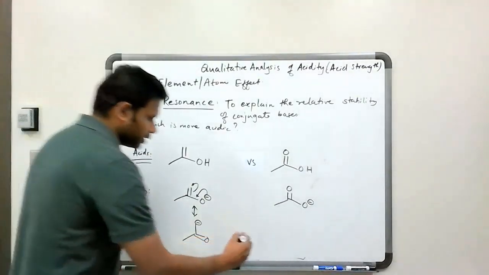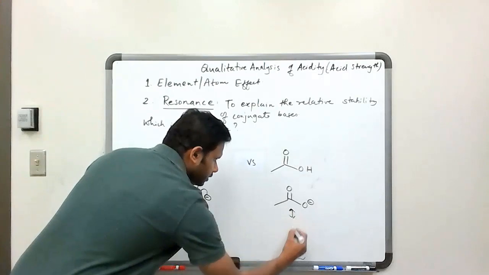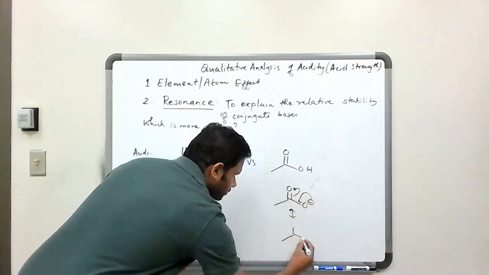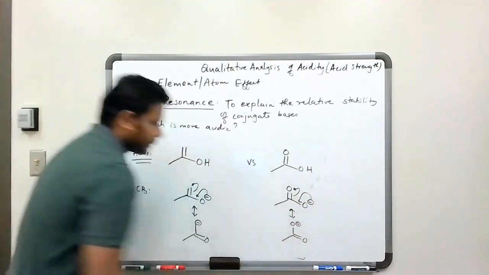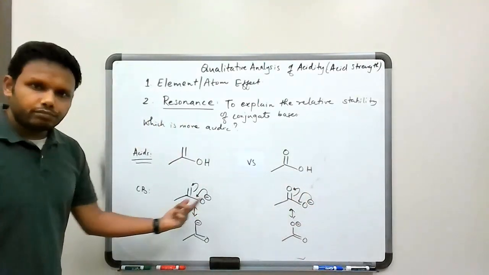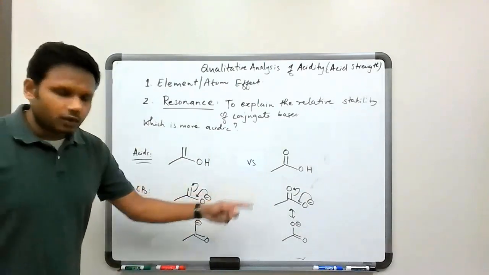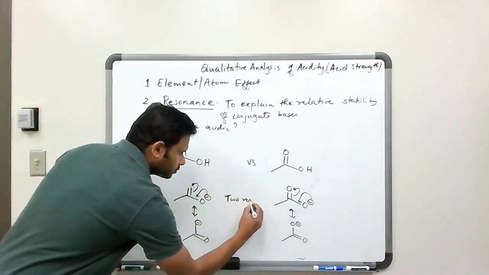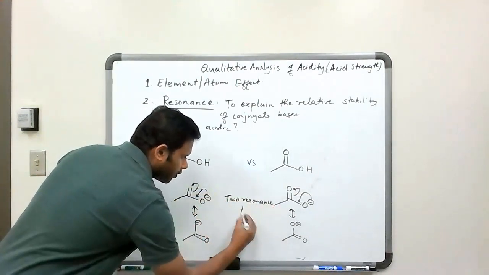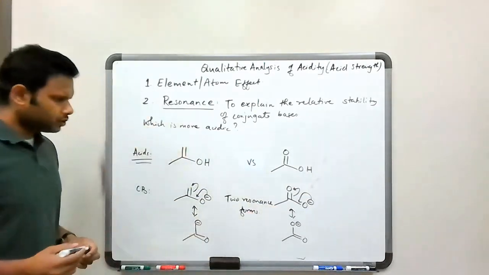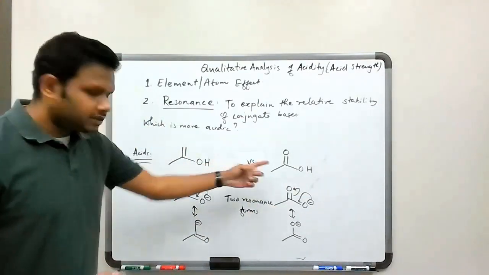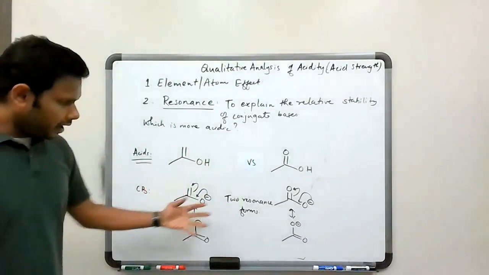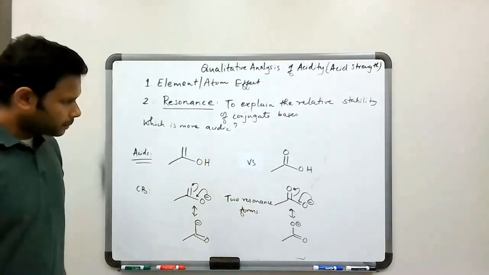The other conjugate base here can also do resonance. Okay, so that means they both have two resonance forms each. So does that mean that these acids are of equal strength? They have the same acidity? Or is there anything else that we can identify here?